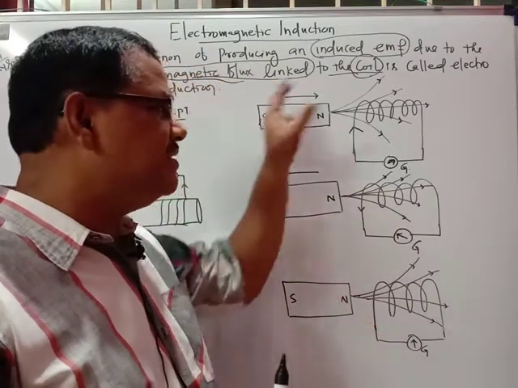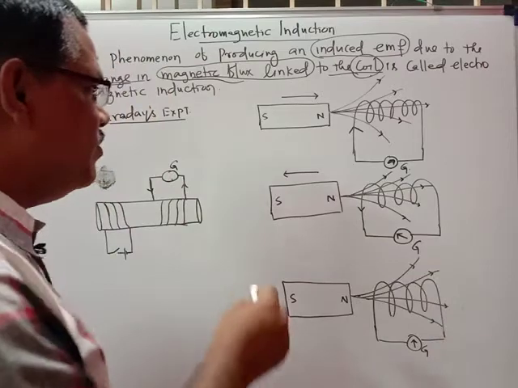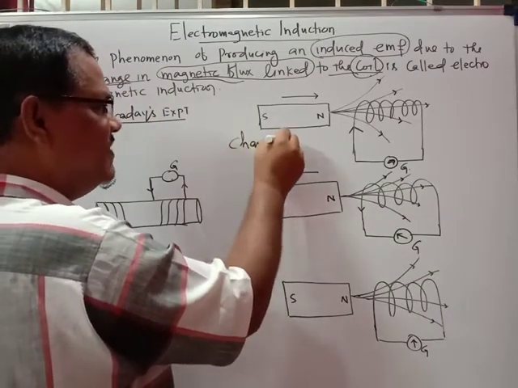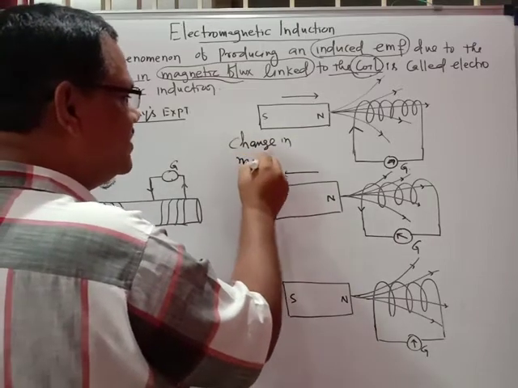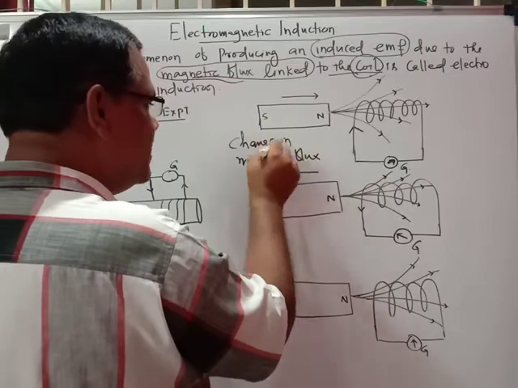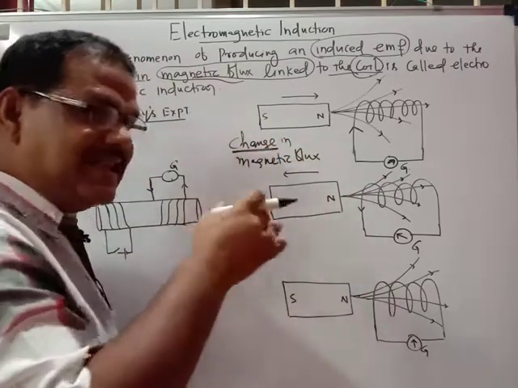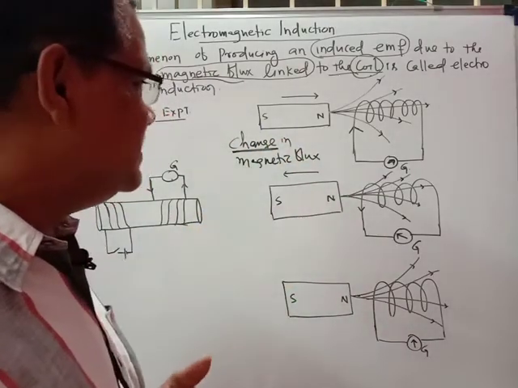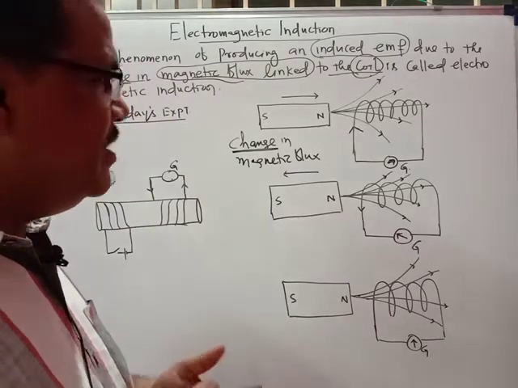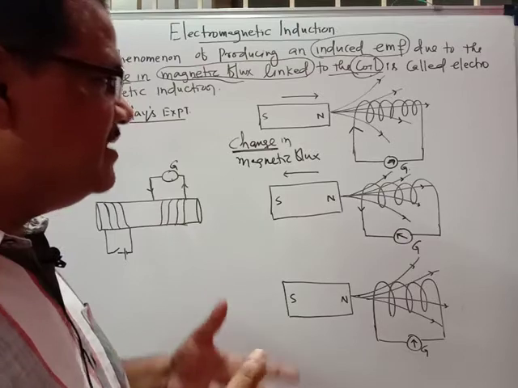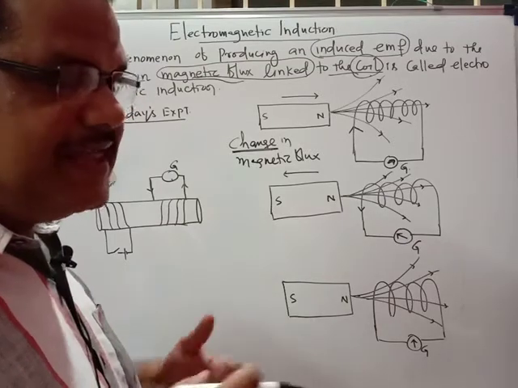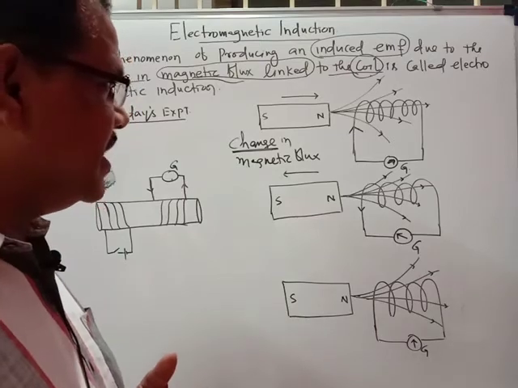From here you get the important factor: we require only the change in magnetic flux. Just remember, magnetic flux should be changed, either in an increasing manner or in a decreasing manner. In whichever method you link changing magnetic flux to the coil, in that case you get the induced current.